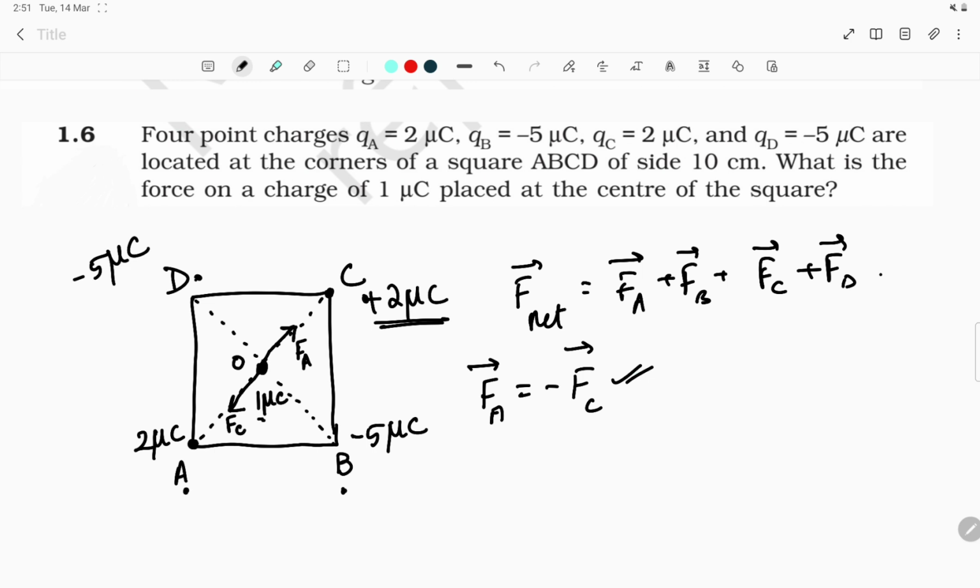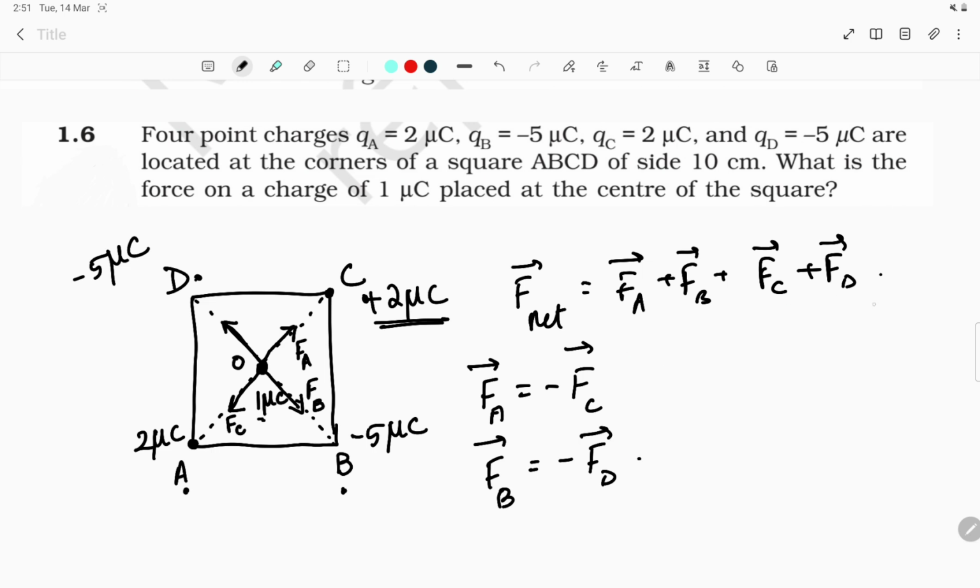Now the same thing goes for B and D. At B you have minus 5 microcoulomb, and in the center you have plus 1 microcoulomb, which are unlike charges. So unlike charges will attract. So the force FB will be attractive and it is going to be in this direction. In the same way, the force between D and O will be of the same magnitude but opposite in direction. So once again I can write FB vector is equal to minus FD vector.